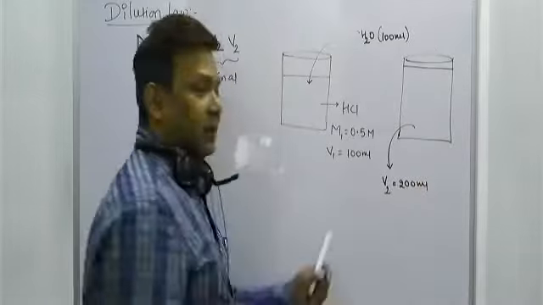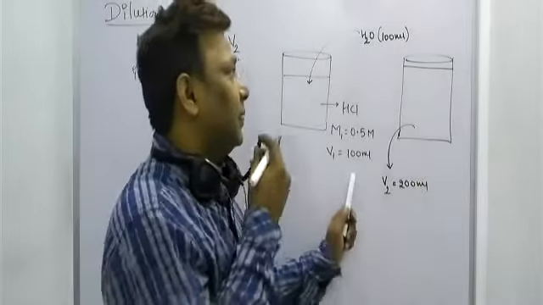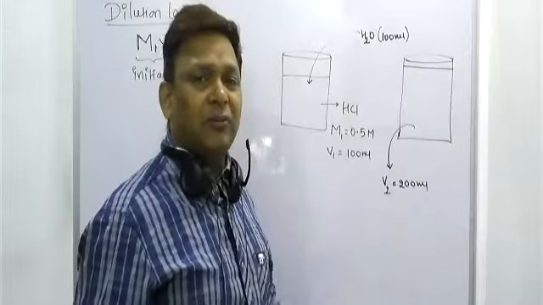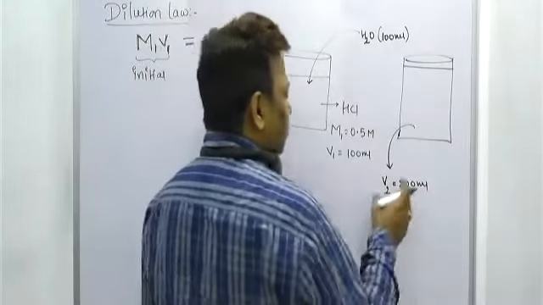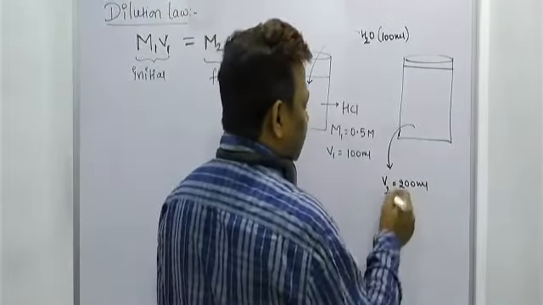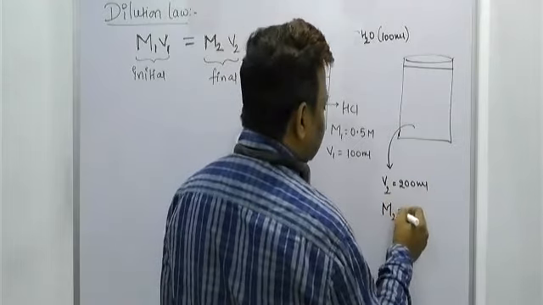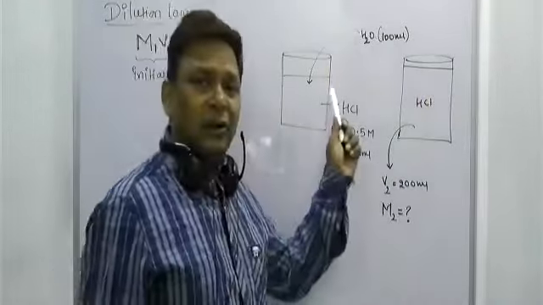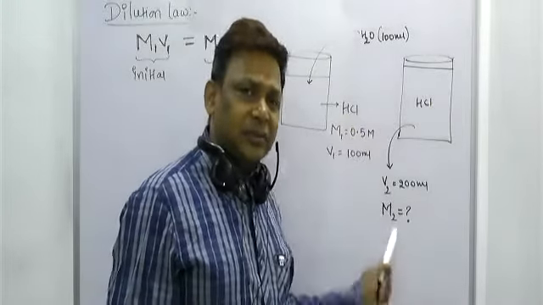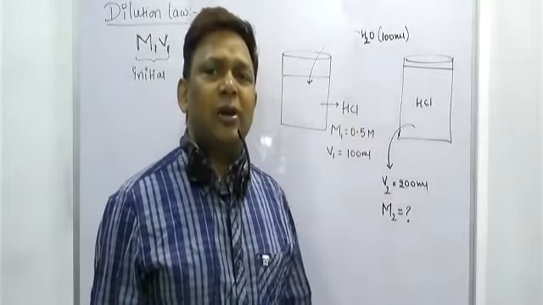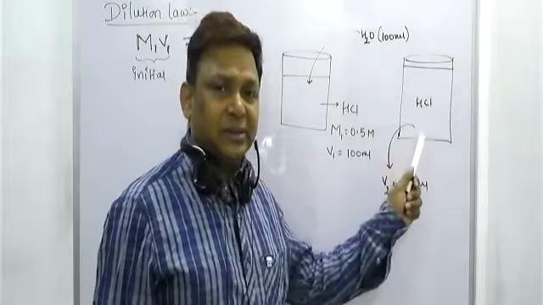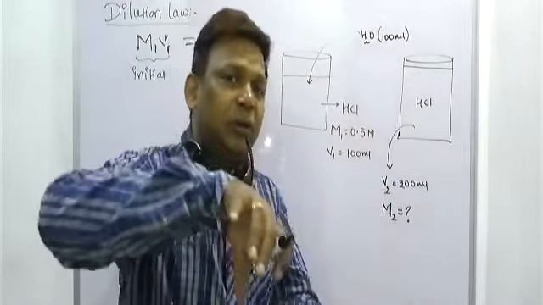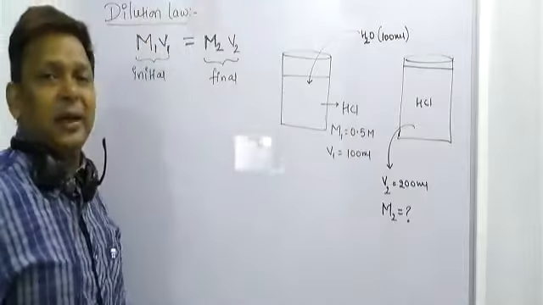Why? Because initially 100 ml of solution was there, and now we are pouring again 100 ml of water on it. So the total volume becomes 200 ml. In this 200 ml of solution, what is the concentration of the HCl solution after pouring the water? How do we find this concentration, beta? Addition of water means we are diluting it, and the law is called the dilution law.